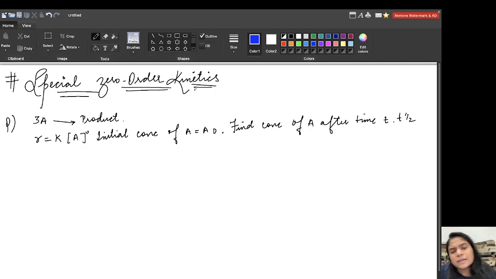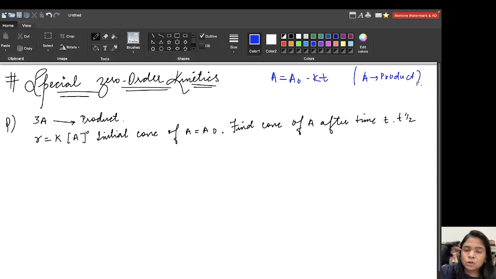Now can I use this formula directly? A is equal to A naught minus KT. Just pause and think for a while. Can I use this formula directly? I cannot use it. Why? Because this formula and everything we have spoken till now was only applicable to reactions which were looking like this. I told you in the starting, A is giving you product. So the only concept which will work here is we need to find our own formulas.